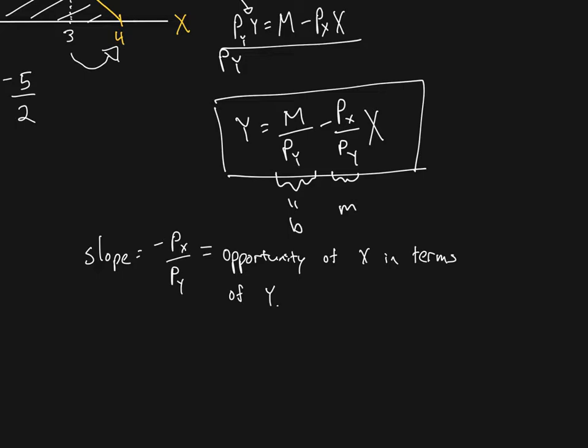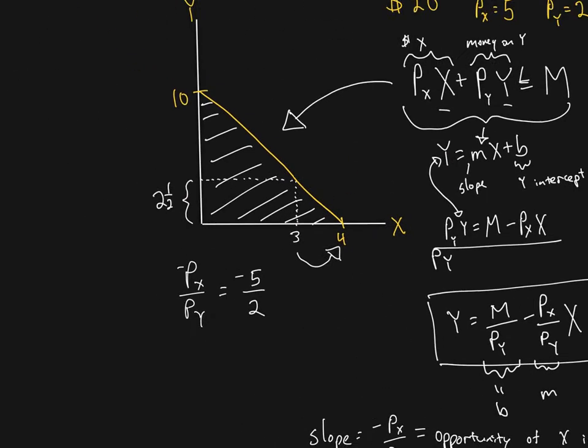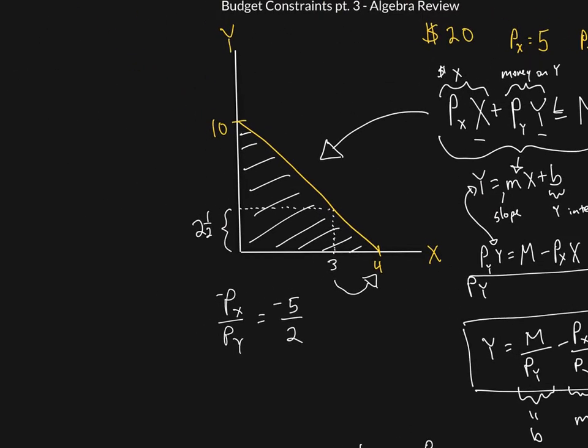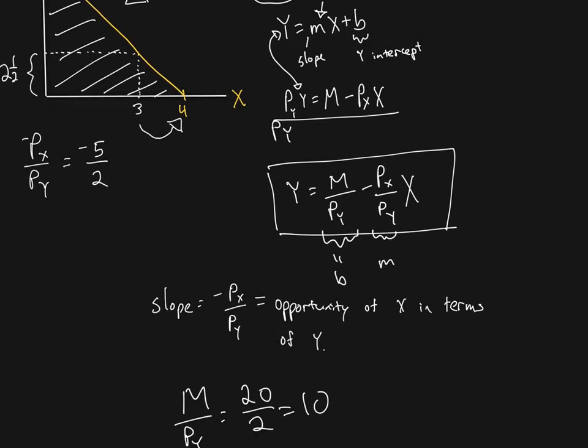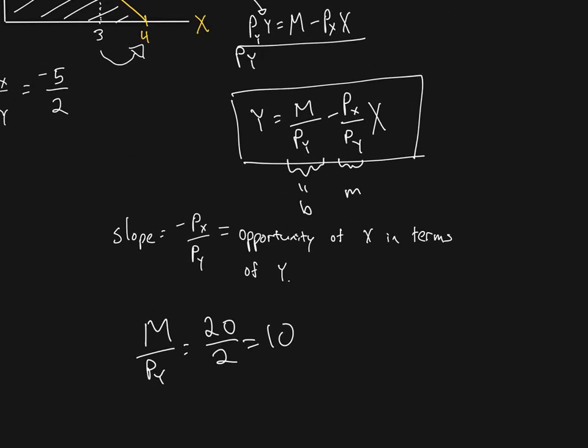And in this case, because M was equal to 20, we know M over Py is equal to 20 divided by 2, which is equal to 10. We very quickly can see that this M divided by Py is equal to the y-intercept, which is b, in the y equals mx plus b formulation. So that's it. This was just a quick review of some basic algebra for dealing with lines and manipulating equations, which is always useful to review.